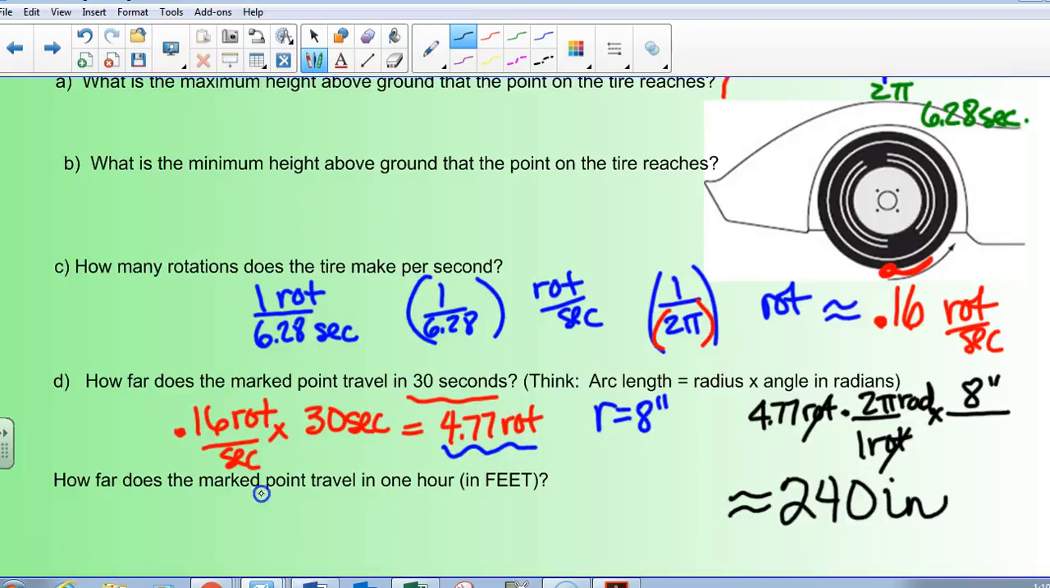How far does the marked point travel in 1 hour? So right now we know 240 inches. In how long though? Yeah, 30 seconds. So now we just need to do a bunch of converting. We got to do inches to feet and somehow get it to hours.